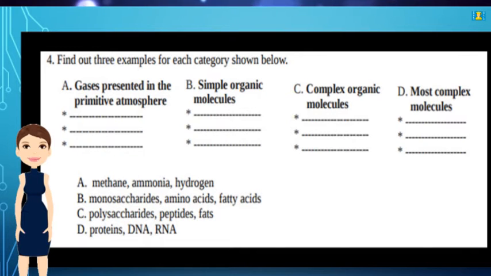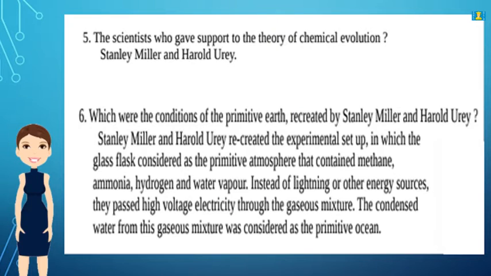Find out 3 examples for each category shown below. Gases present in the primitive atmosphere: methane, ammonia and hydrogen. Simple organic molecules: monosaccharides, amino acids, fatty acids. Complex organic molecules: polysaccharides, peptides and fats. Most complex molecules: proteins, DNA and RNA. The scientists who gave support to the theory of chemical evolution: Stanley Miller and Harold Urey.